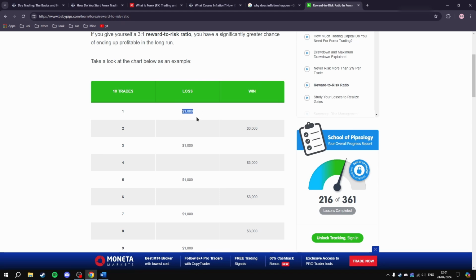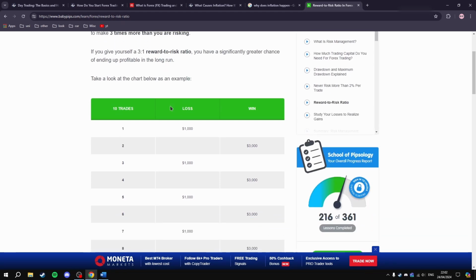Loss, 1,000, but using a 3 to 1 reward to risk ratio. So you're risking 1,000 each time. So you lose the first trade, but then the second trade you win, so you win 3,000 because 3 times 1,000, which is the reward to risk ratio.